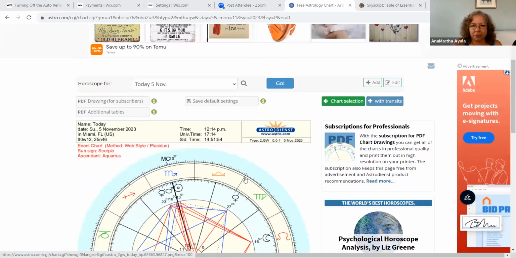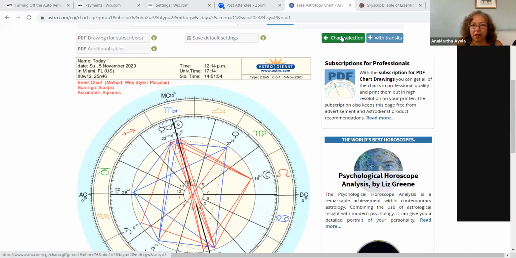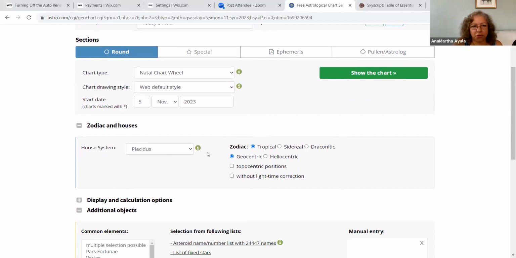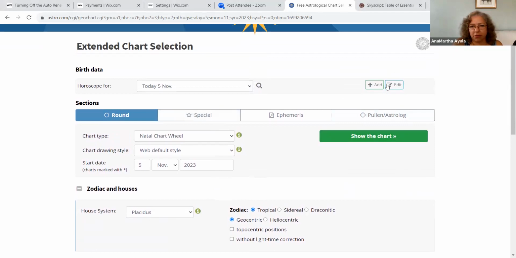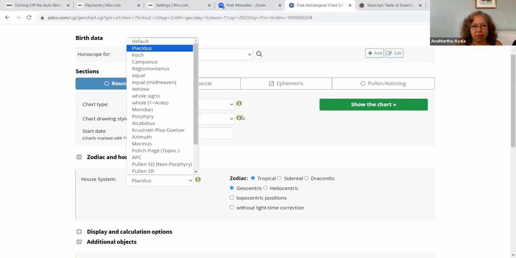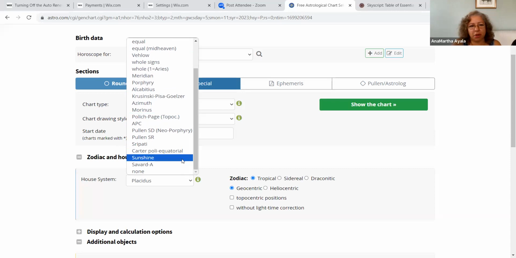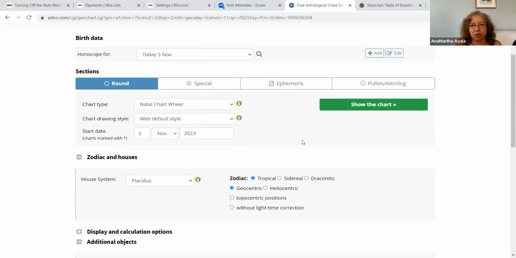All right, so here we go. I just picked up this chart today, and I'm going to show you the chart selection over here. You can see house systems. You enter all of the information under edit, and then the screen comes up, right? And then you go Placidus, right? Or you can see there's the Koch, Campanus, Regiomontanus, Equal house system, whole sign house system, and you can have your choice of whatever you want to use.